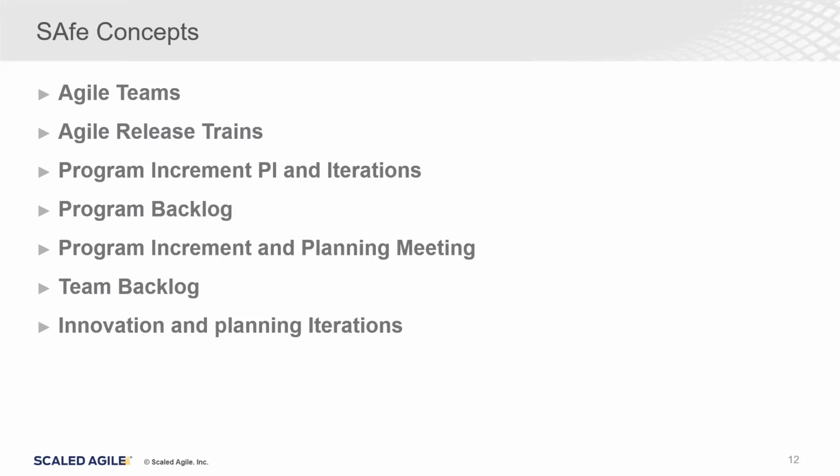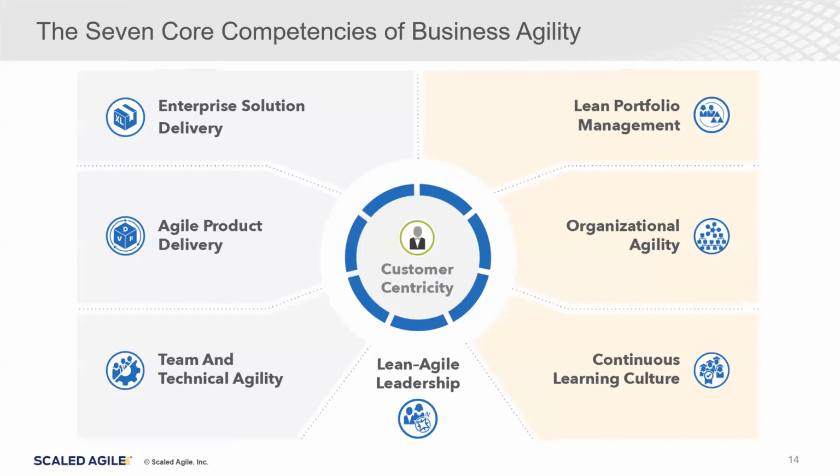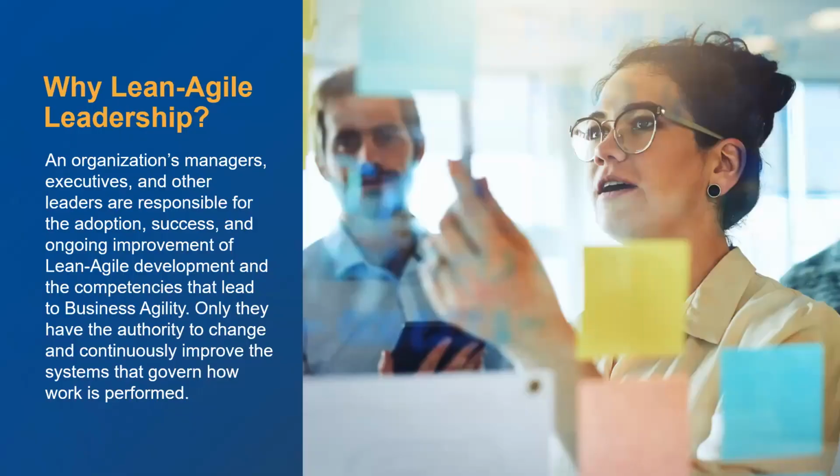Okay. These are the 7 core competencies, like lean portfolio management, organizational agility, agile product delivery, team and technical agility, and enterprise solution delivery, everything. I just want to let you know.